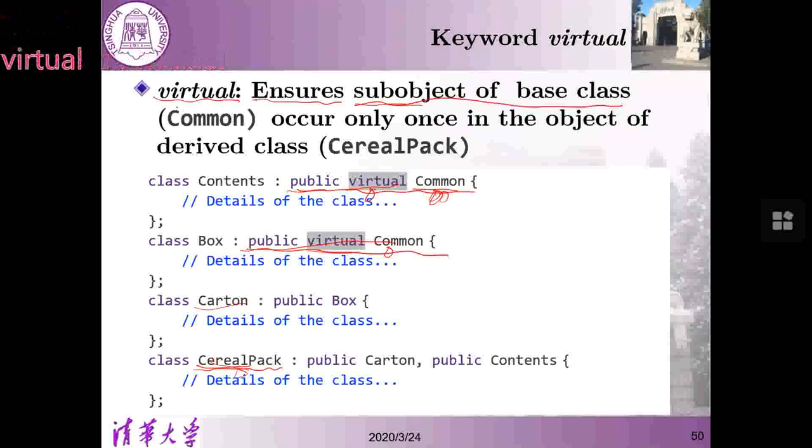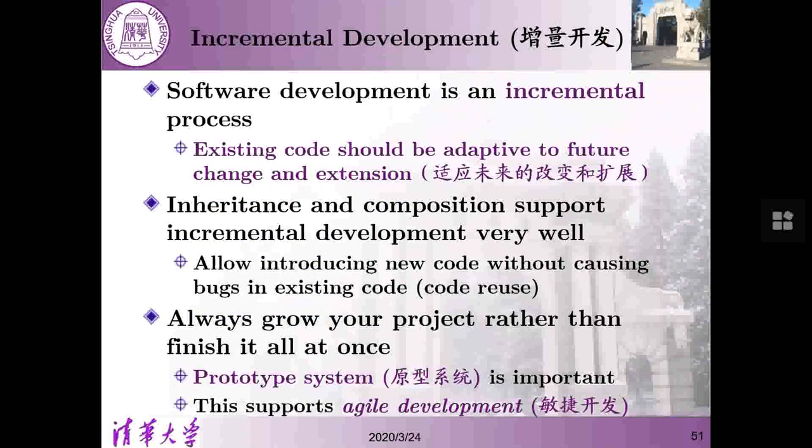Yes, for this virtual keyword, we will learn it later. Actually, this keyword is for polymorphism. This is a very important keyword, right? We will learn this later. So this keyword, virtual, can also be used to solve this diamond inheritance problem. It is also a keyword for polymorphism. Okay, we will learn later.